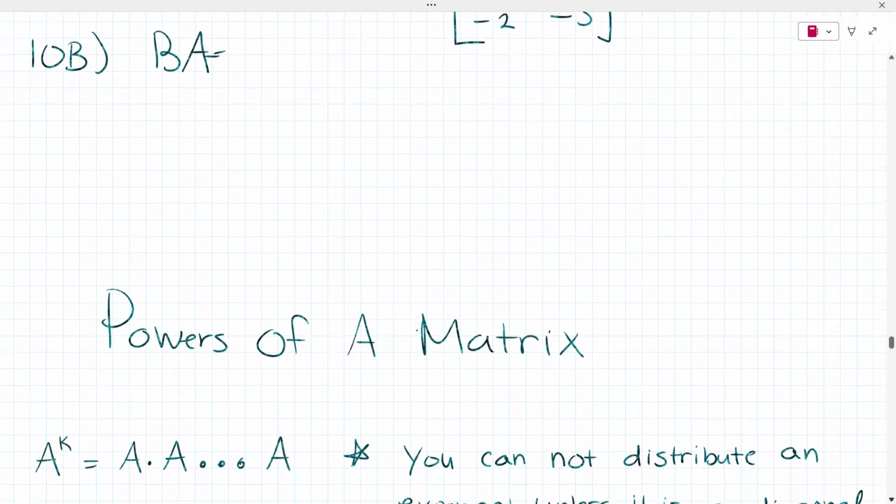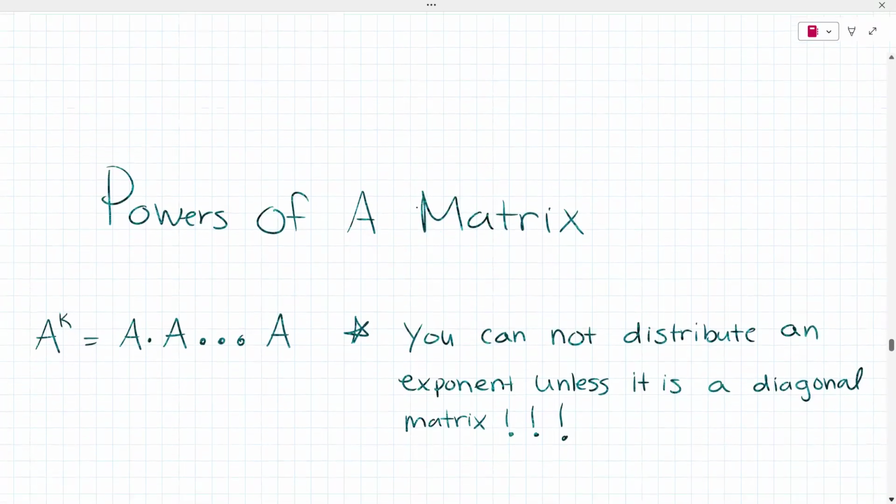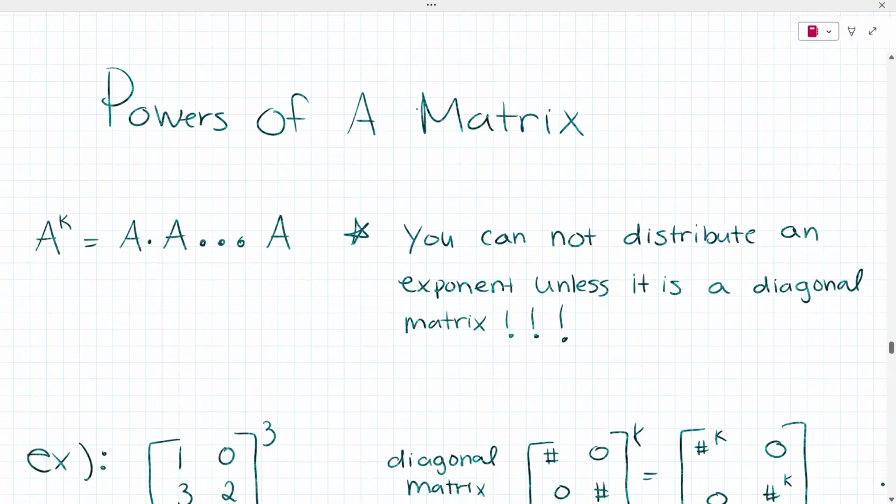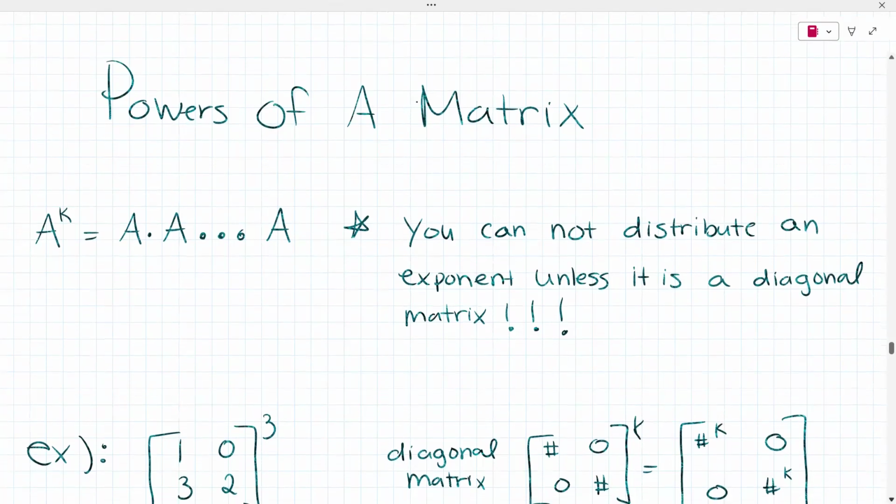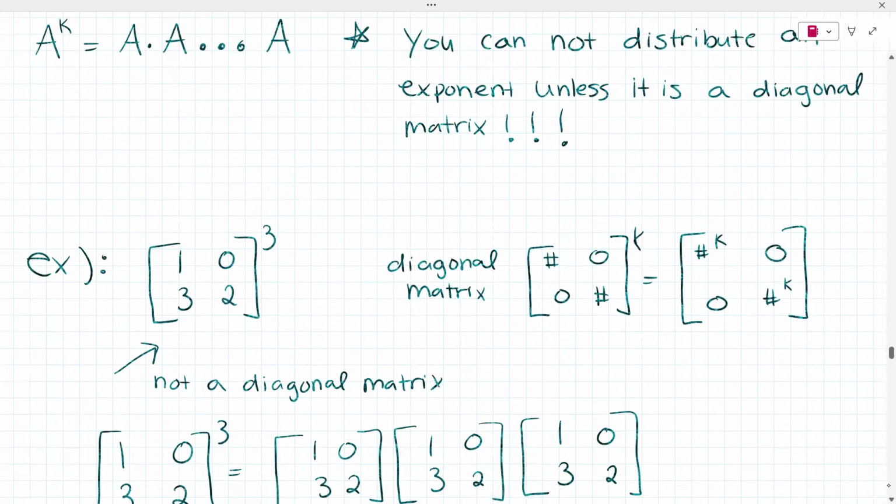Okay, let's talk about powers of a matrix. So you have A raised to the K. A raised to the K equals A times A. So A to the K is the same thing as A times A times A. You cannot distribute an exponent unless it's a diagonal matrix. So, for example, here you have a matrix that is not a diagonal matrix, because this 3 has to be a 0, right?